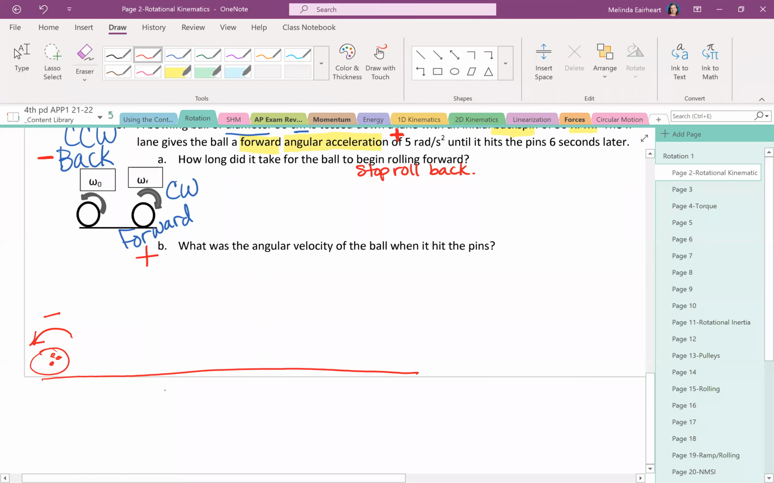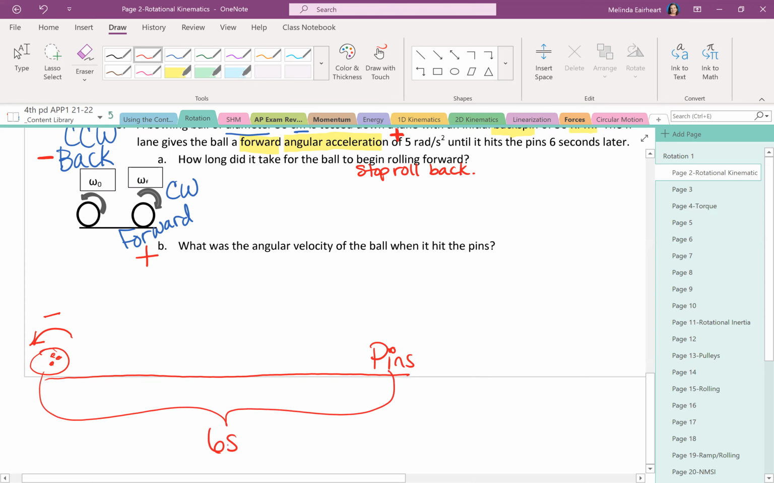Notice, do they tell us how long the lane is? No. We could figure out circumference since we know diameter and radius, right? But we don't know how long the lane is. And I don't know if that's standard. I don't have it memorized. I'm sure we could Google and get an average, but we're not going to. And then the pins are down here. And so from start to finish, we know this is 6 seconds.